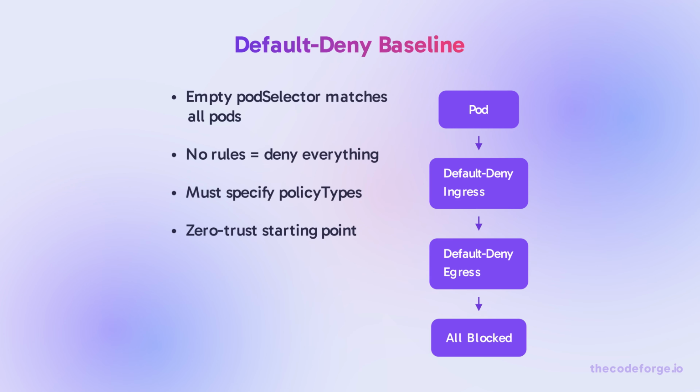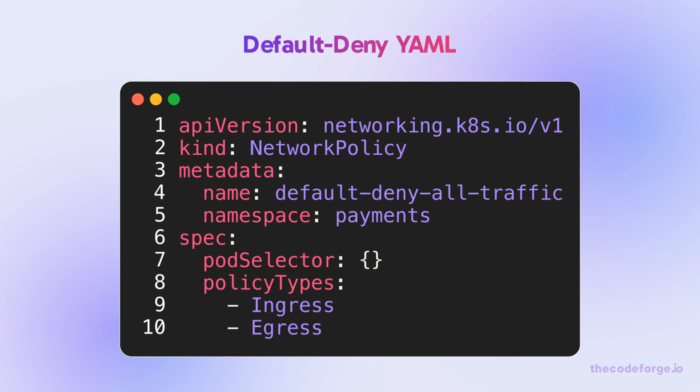This policy selects all pods in the namespace and blocks all ingress and egress traffic. You then add explicit allow rules for exactly what your application needs. Here's the default deny policy. The empty pod selector matches every pod in the namespace. With no ingress or egress rules, all traffic is blocked. This is your zero trust baseline.